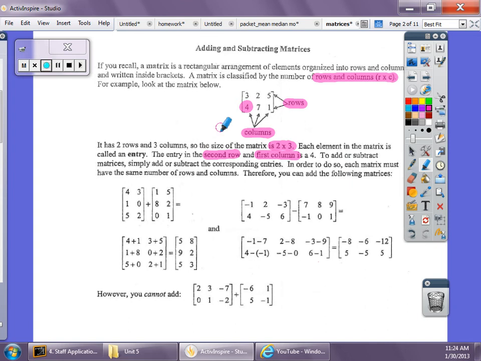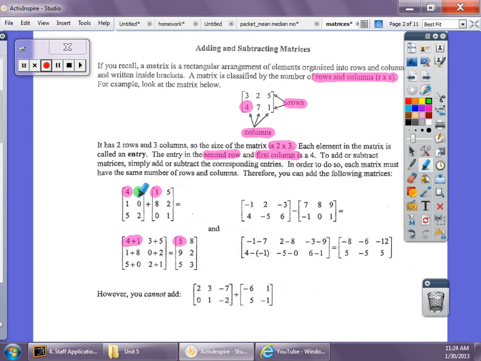Now with matrices, we can simply add them. In order to add them, they have to have the same number of rows and the same number of columns. And then when we add them, we just add the entries from each row and column to the same row and same column. What we mean by that is, this first one, we want to add these two matrices right here. So we have 4 in the first row, first column, and 1 is also in the first row, first column. So we do 4 plus 1, which gives us 5.